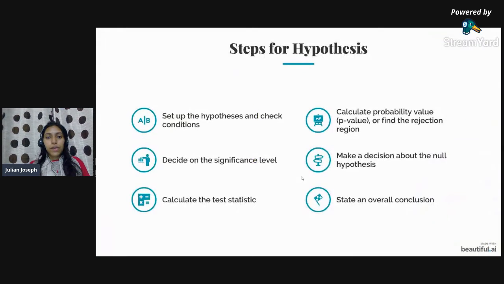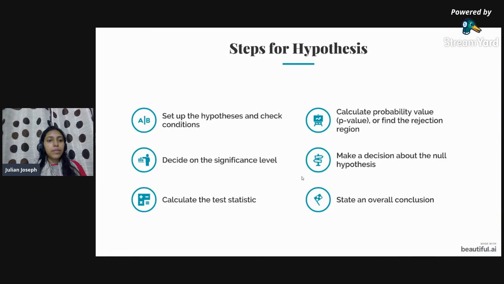So these are the 6 steps. It can actually be just 4, but just to make it really clear, I've broken it down to 6 steps. That is, we first set the null hypothesis and the alternate hypothesis. We check that the conditions are correct. We then decide on a significance level. This is the alpha. This is our tolerance level for the type 1 error. How much, or what is the size of type 1 error that we can actually accept?